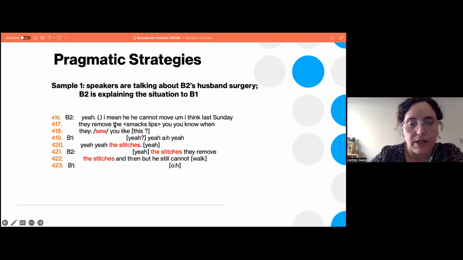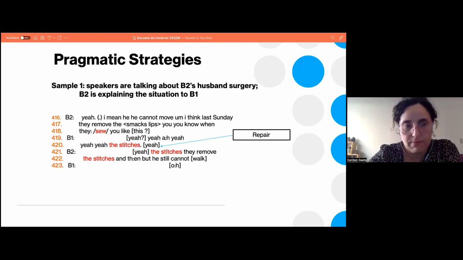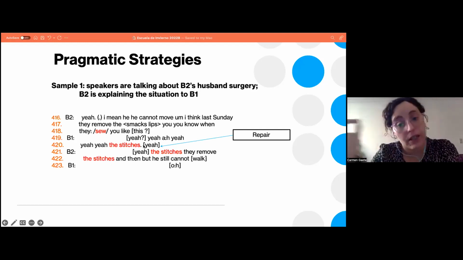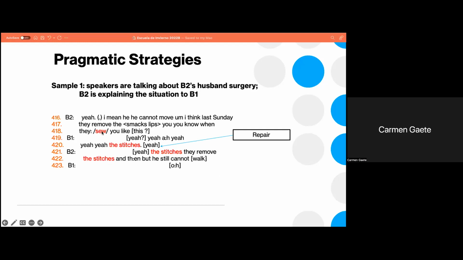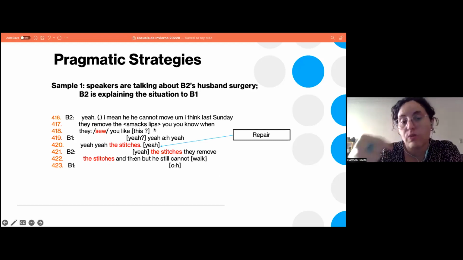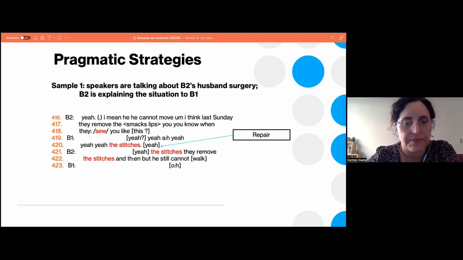So what is happening here in this "so" or "su," the teachers, and the teachers? What we have here is the use of repair. In other words, other repair. B1 is correcting, a very subtle correction, what she believes is a problem in B2's discourse. So this proves that this non-standard pronunciation was understood, right? Actually, there was a gesture with the hand, so B1 was able to understand that she was talking about los puntos de una cirugía, the stitches, right? So B1 in lines 419 and 420 repairs that. She performs other repair. And then what does B2 do in lines 21 and 22? What do you think she does?